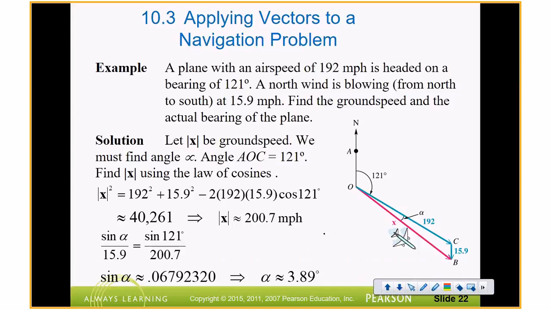See, this is misplaced. This is a question about law of sines and law of cosines. Y'all figure that out. We're on vectors and doing dot product, and they throw this one, unless it's got a second part. A plane with an airspeed of 192 miles per hour is heading on a bearing of 121 degrees. A north wind is blowing from north to south at 15.9 degrees, at 50.9 miles per hour. Find the ground speed and the actual bearing of the plane.